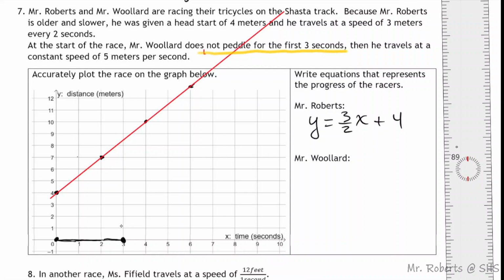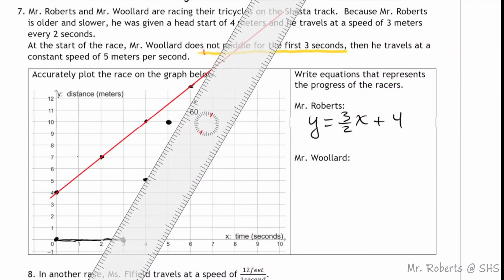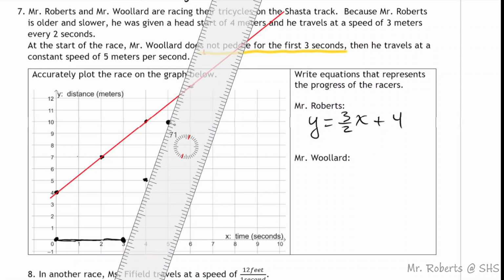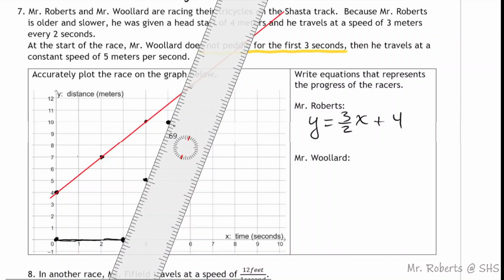So I'm going to go up 1, 2, 3, 4, 5 meters over 1 second. Up 1, 2, 3, 4, 5 meters over another second. And that's enough. I'll grab my ruler, line it up, and it looks like this would probably be an okay line. So I'll do this one in green.